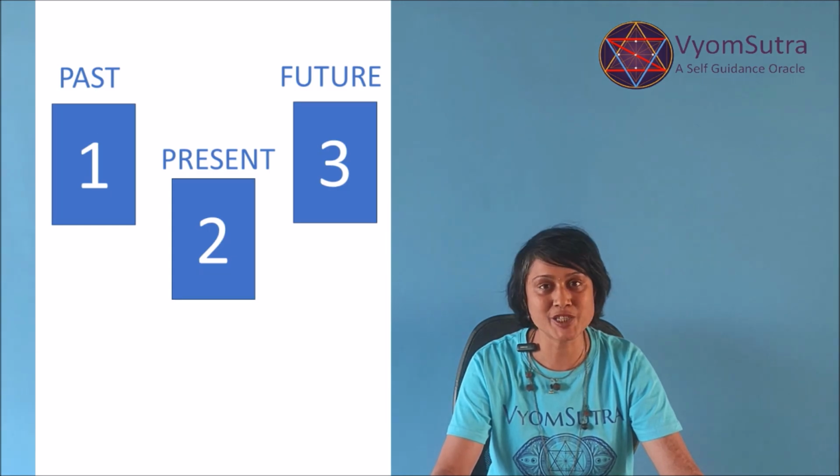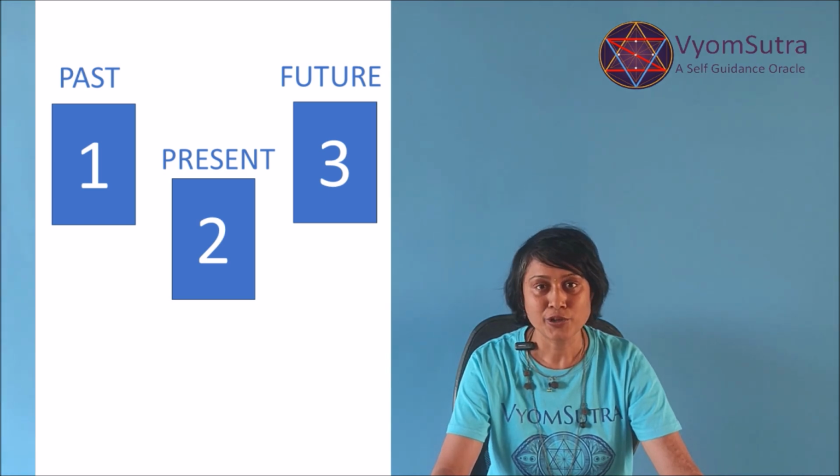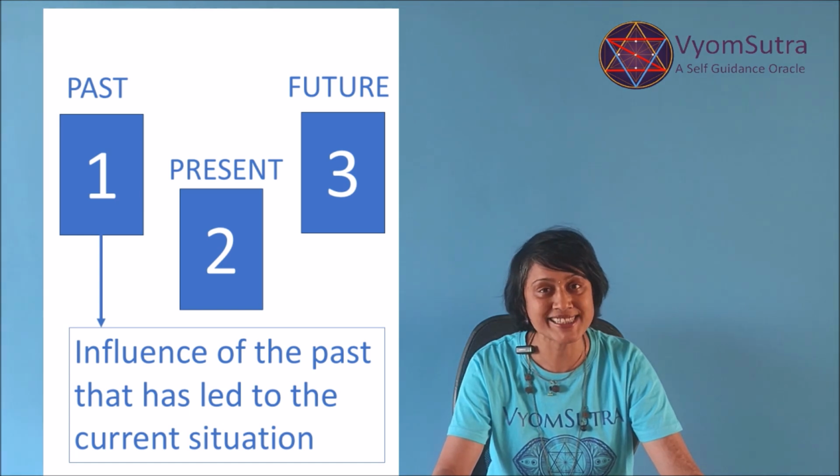So let's take an example of a 3-card spread. Each position of this spread will have a name and a number. So let's take this up further with an example. For instance, position 1 represents the past, and it tells me the influence of the past that has led to my current situation.